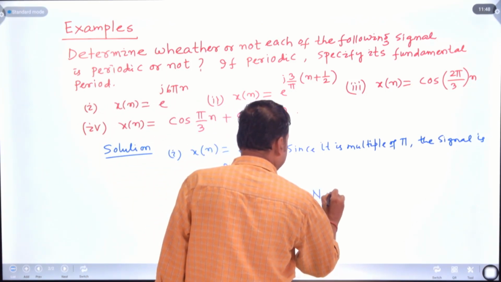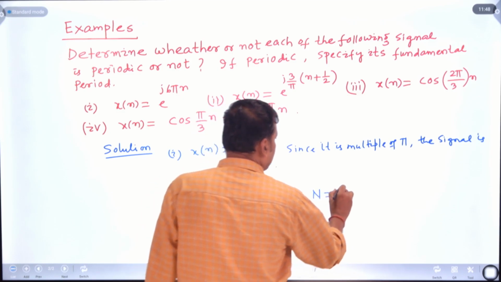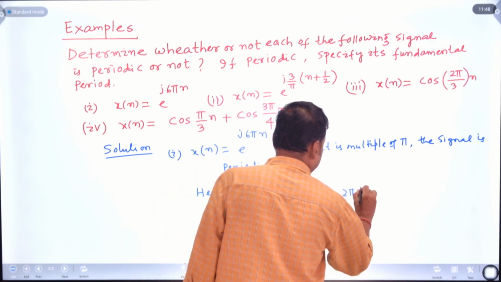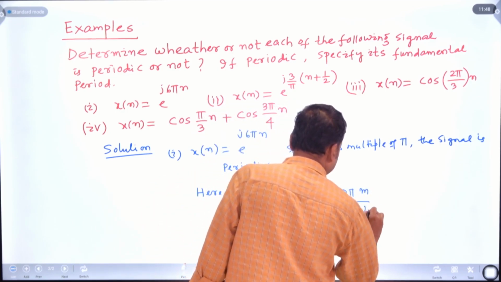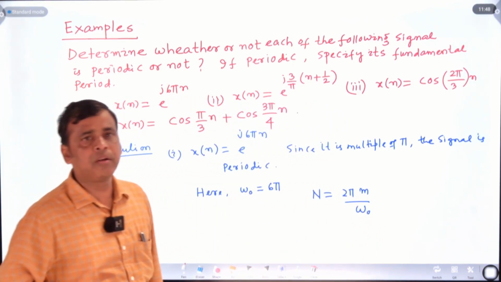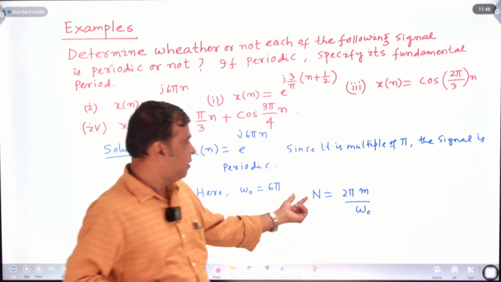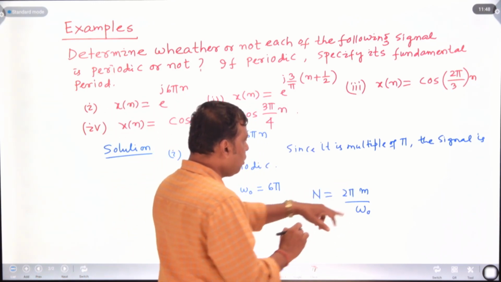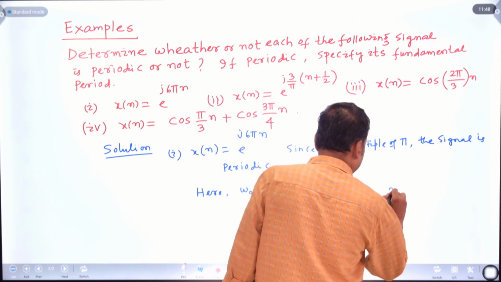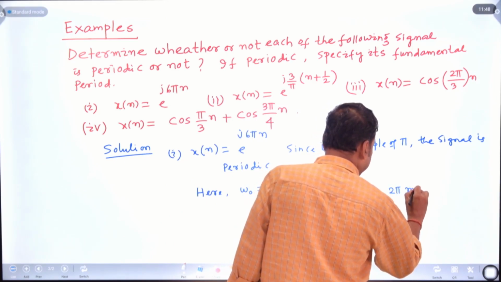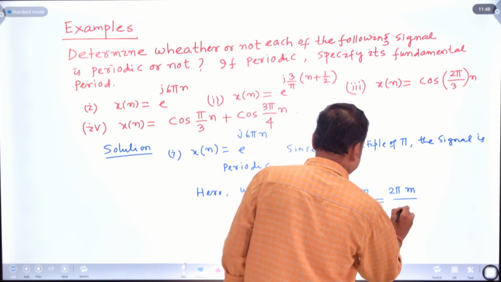So N value is how much? N equal to 2 pi into m by omega naught, with the minimum value of m for which N is an integer. Here the omega naught value is 6 pi, so that is 2 pi into m divided by 6 pi.